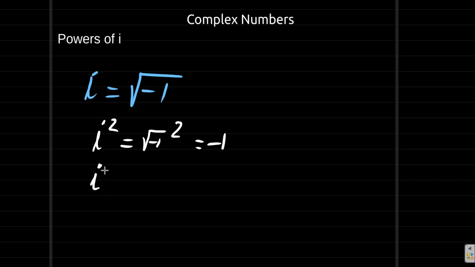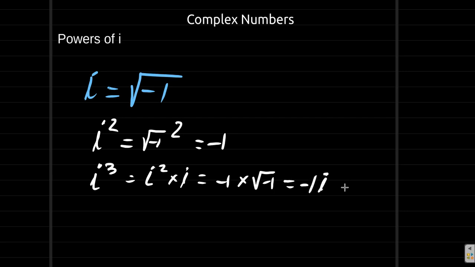What about i cubed? Well, i cubed is i squared times i. i squared is -1, times the square root of -1. But it is -1 times i. So it is actually negative i. If you reason it out, you see that it is equal to negative i.